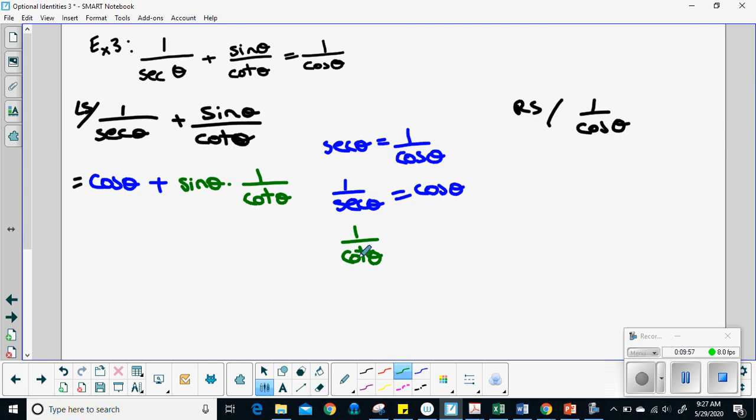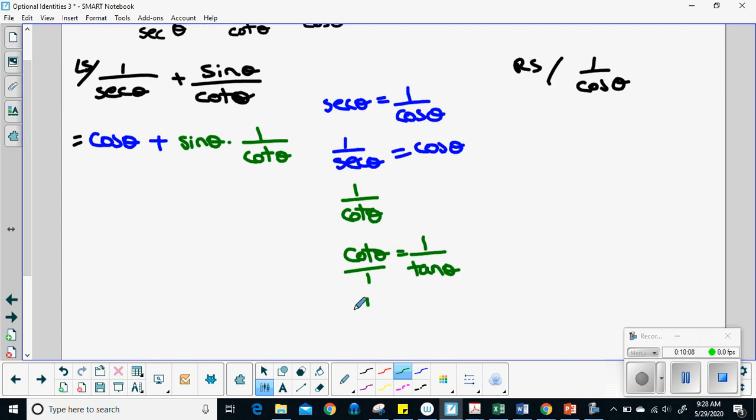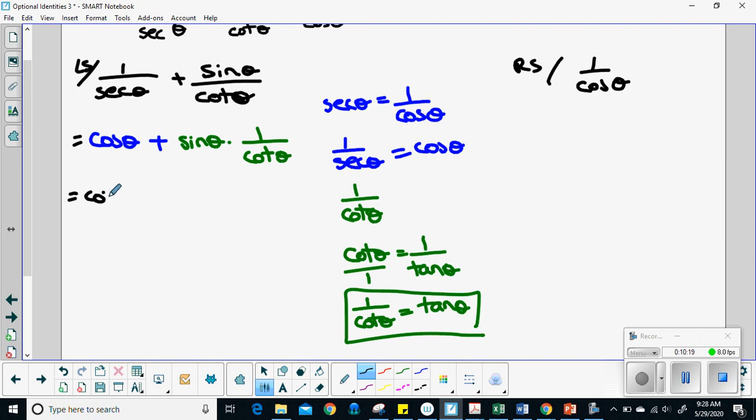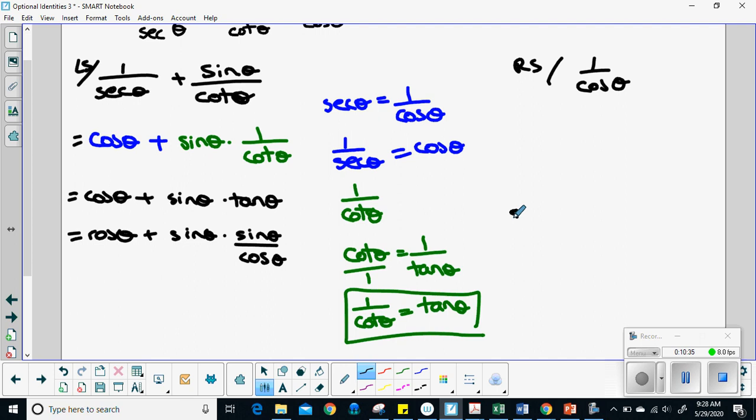Okay. And the whole reason I'm doing that is because let's remember that cotangent is 1 over tan. So if I flip these fractions, that would mean that 1 over cotangent theta equals tan theta. So I can pop that into here. So this whole thing, oh boy, I'm a mess now. Cos theta plus, that would give me sine times tan. And then when I go to pop in that tan is sine over cos, I had to sub that in.